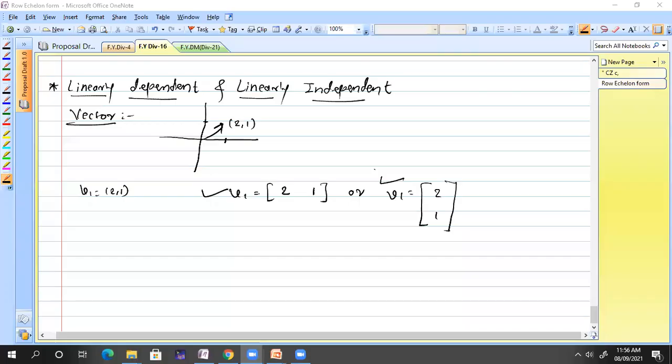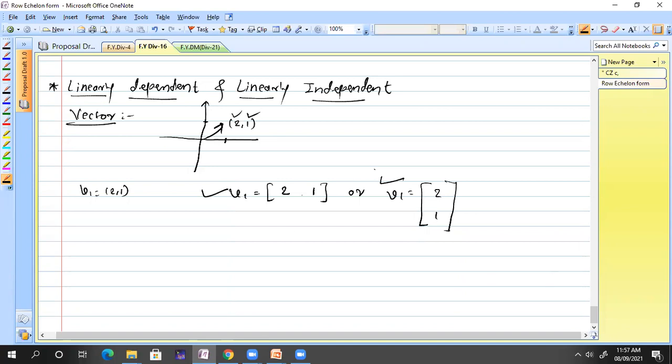Okay. So in today's lecture, we are going to see vectors which are linearly dependent or linearly independent. Here in R2 we have already defined the vector 2 comma 1. So 2 defines a magnitude of 2 in the direction of the x-axis, and 1 is a magnitude of 1 in the direction of the y-axis. In a matrix we define it as a row matrix 2 comma 1, or as a column vector 2 comma 1.